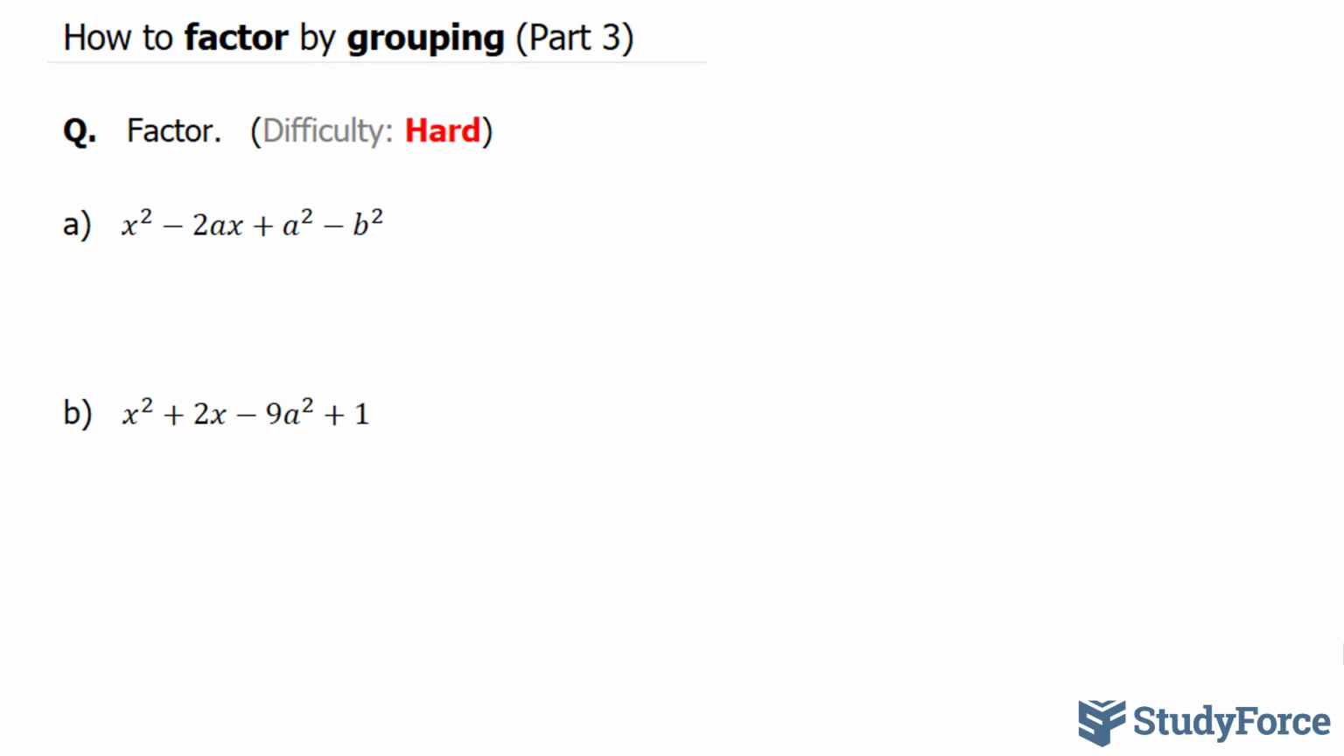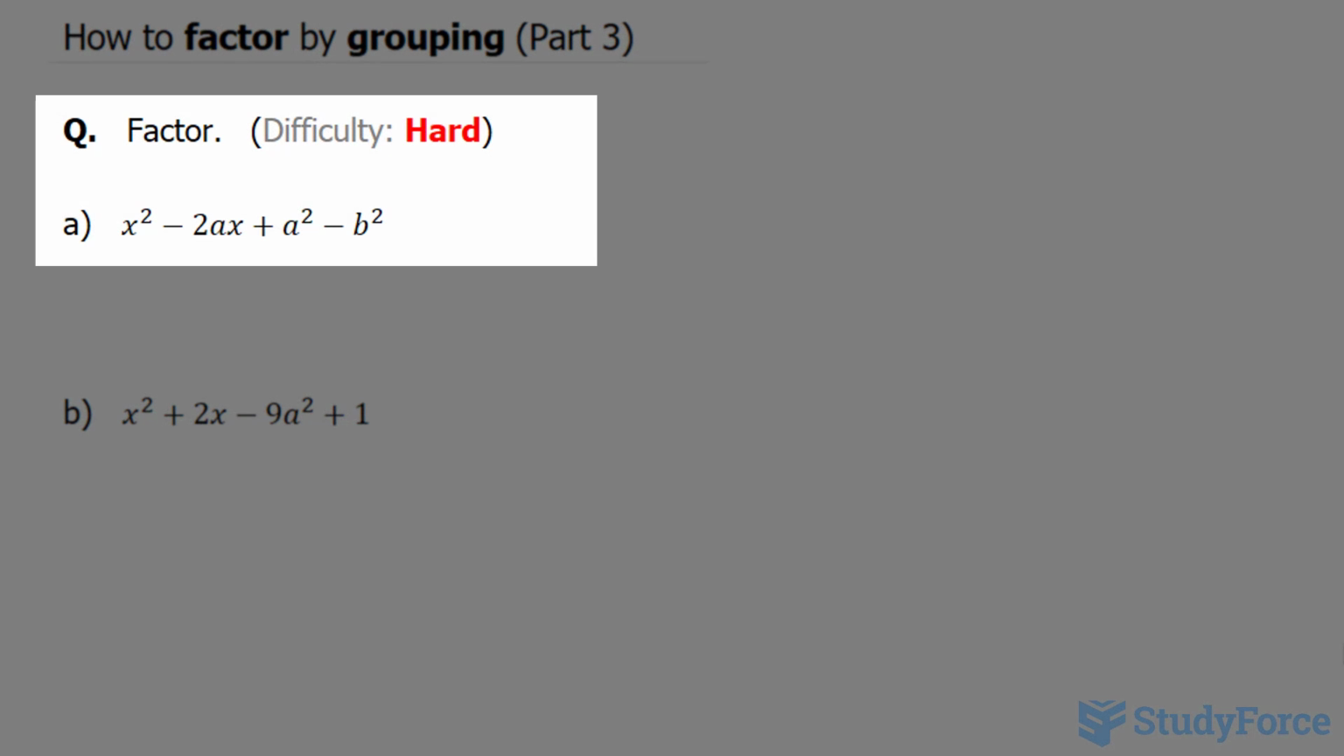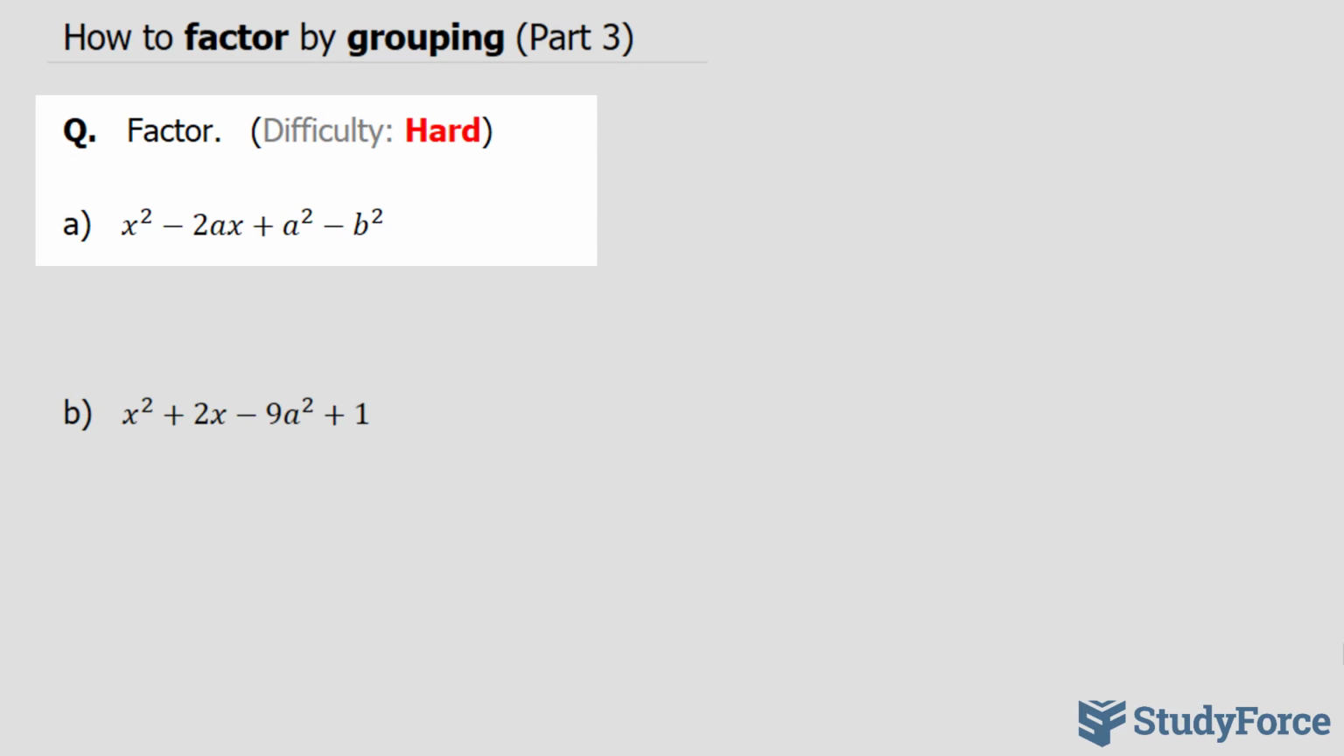In the final part of this series where we learn how to factor by grouping, we're expected to factor what is considered to be the hardest type of these questions. Starting with question A, we have x squared minus 2ax plus a squared minus b squared.